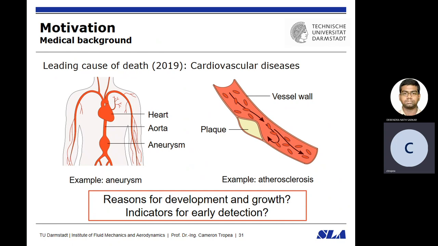Otherwise, it would be some permanent damage. Okay, anyways, so I was also interested in this kind of work. And one of the reasons for this type of thing, either aneurysm or stenosis, is the wall shear stress. It's fluid mechanics, which the medical doctors don't know too much about, by the way.